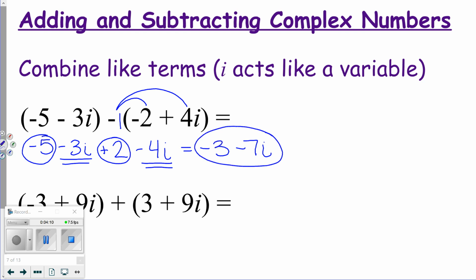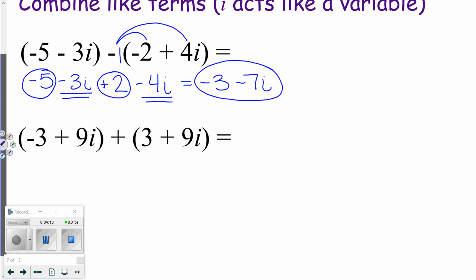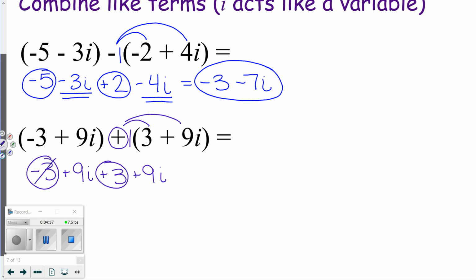Okay, looking at the next one, I see a plus sign. If you want to distribute a +1, you can go right ahead. It just doesn't change anything. So if it makes you more comfortable, we can rewrite this even without those parentheses. So if I distribute a +1, that's still a +3 and a +9i. And then I can just put my like terms together. So I have -3 plus 3, which will cancel out. And I have 9i plus 9i, which is 18i. And we're good.